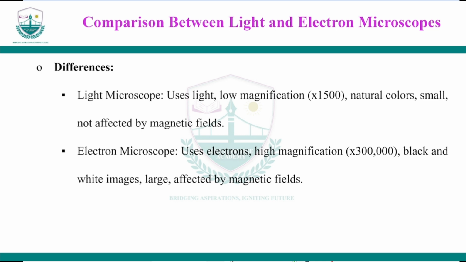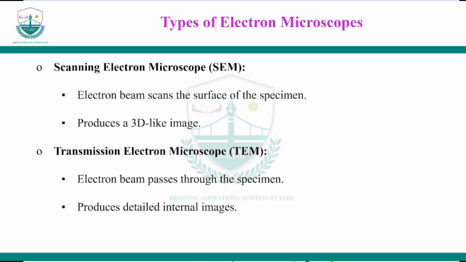There are two main types of electron microscopes. SEM, scanning electron microscope. It scans the surface of the sample and produces a 3D-like image. TEM, transmission electron microscope. Electrons pass through the sample, producing highly detailed images of internal structures. Think of SEM for surface structures and TEM for internal architecture.